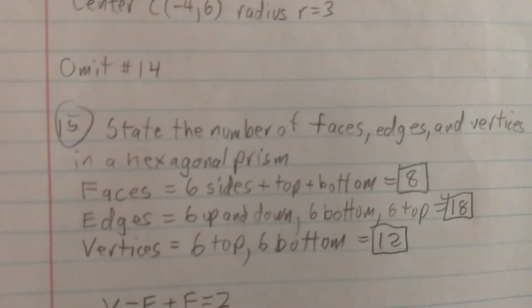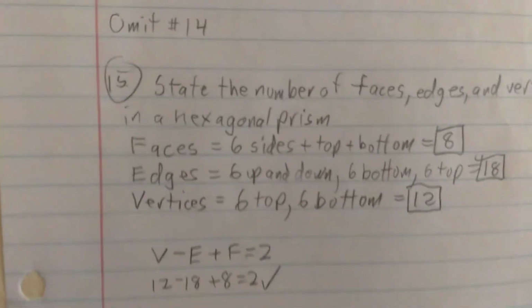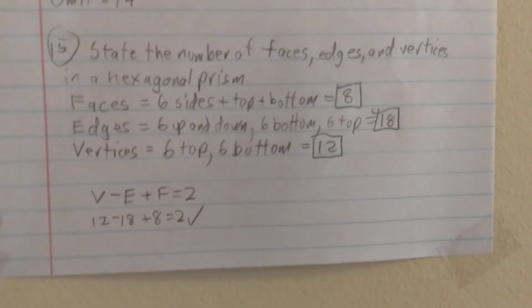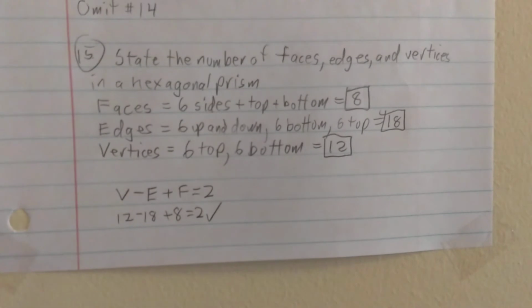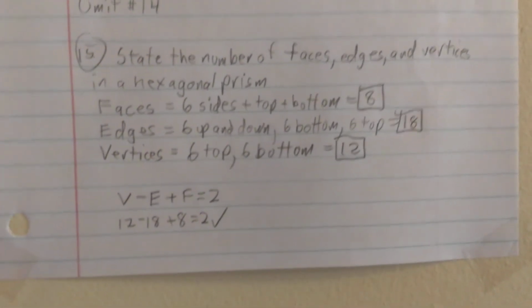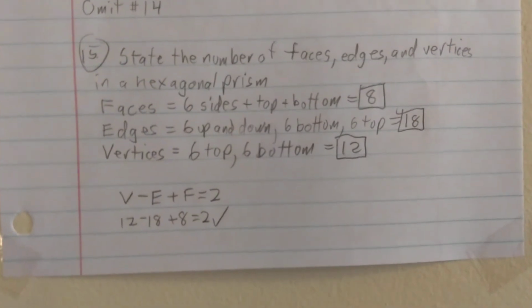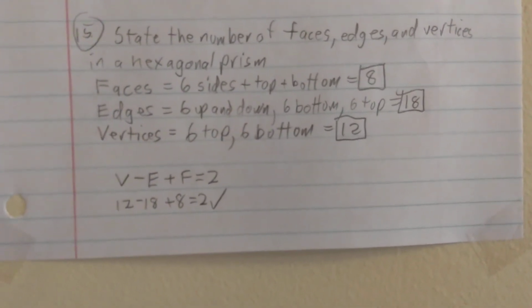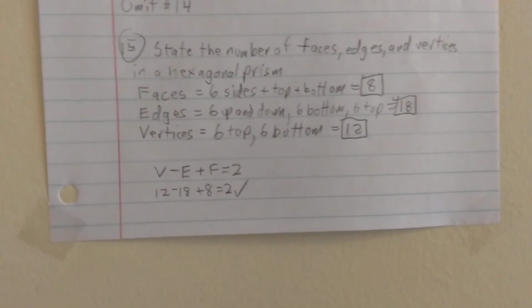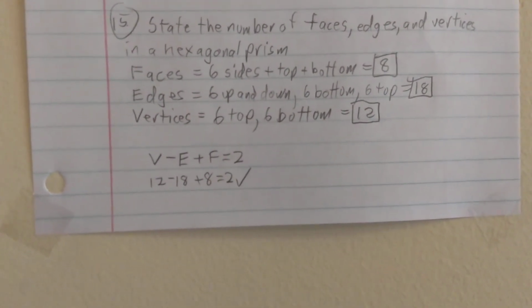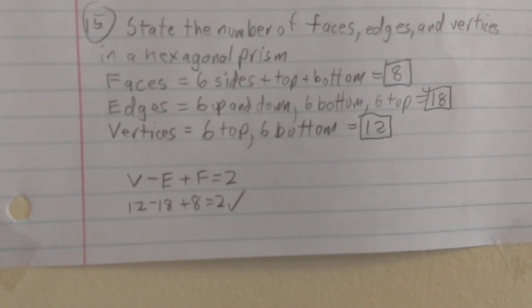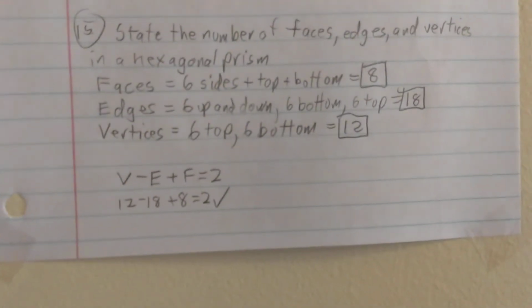Now we also omit 14, and then the last one we'll do for today is state the number of faces, edges, and vertices in a hexagonal prism. Remember, 6 sides. So there's 6 sides on the bottom that go straight up from the vertices on the bottom to a hexagon on top. So the hexagon on top and bottom, and then 6 sides coming up around it. So for the faces, we have 6 sides plus the top and the bottom is 8.